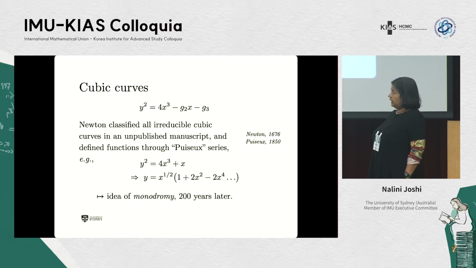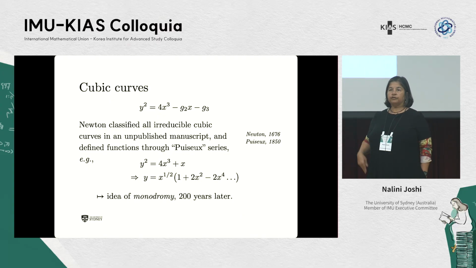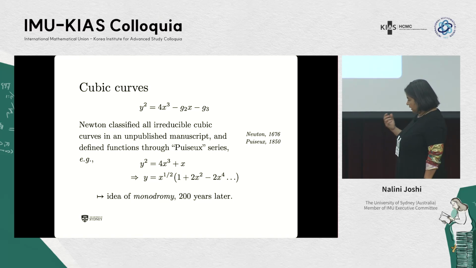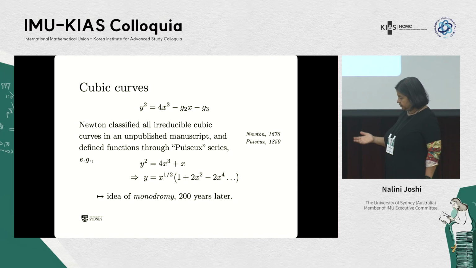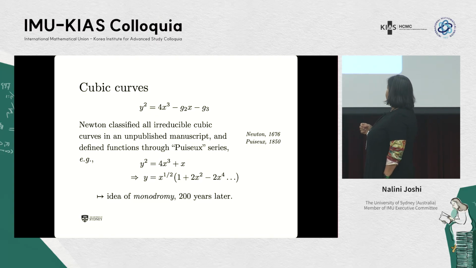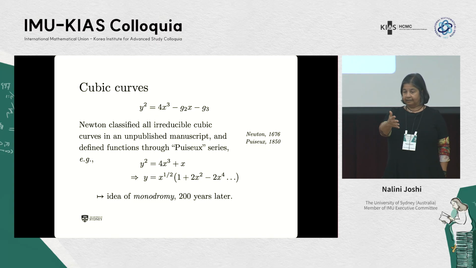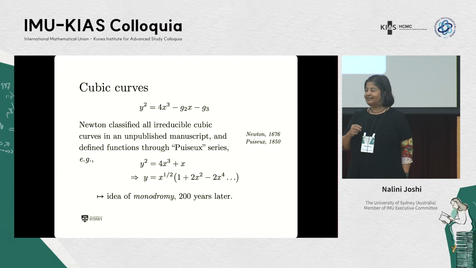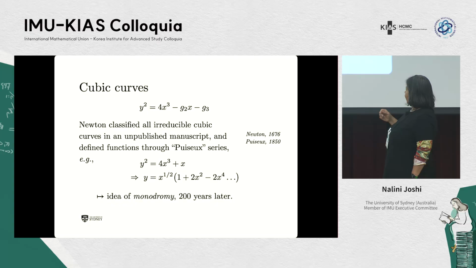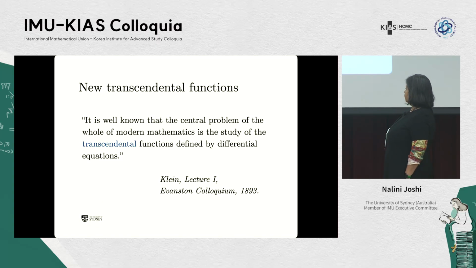Well, because in the late 1800s, this story of elliptic functions and elliptic curves became a powerful driver for new developments. And Felix Klein, and I'm so happy that people have already given talks about Klein in many ways, actually encapsulated this in his Evanston Colloquium, which he gave in Chicago. And I think Christoph mentioned it earlier. He said, "It is well known that the central problem of the whole of modern mathematics is the study of transcendental functions defined by differential equations."